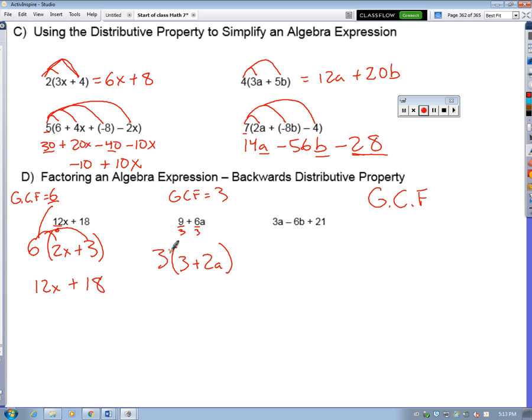I can prove it to myself again. I can distribute this across, and that's going to take me back to 9 plus 6a. So it works. Let's try another one here.